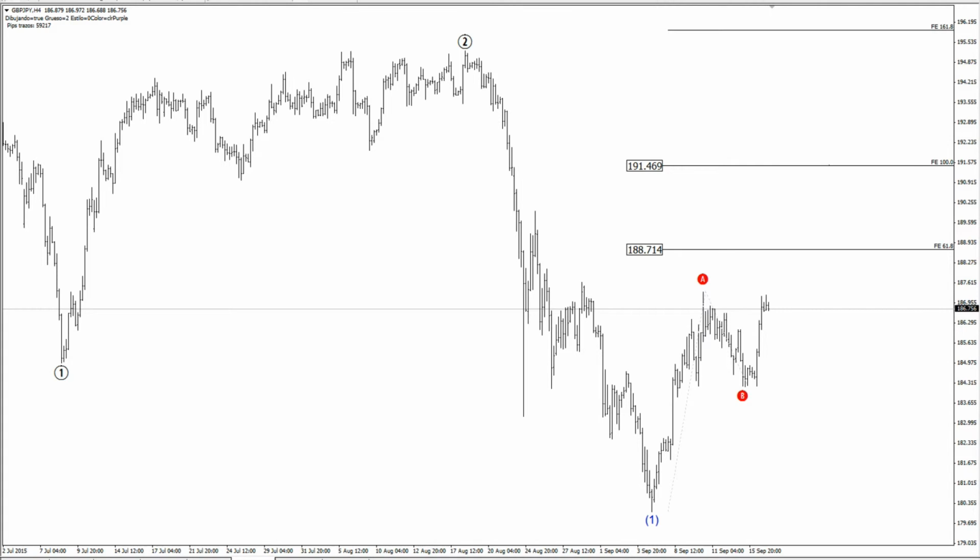Key levels here: 187.325 is the immediate resistance. 185.35 is the next support level.